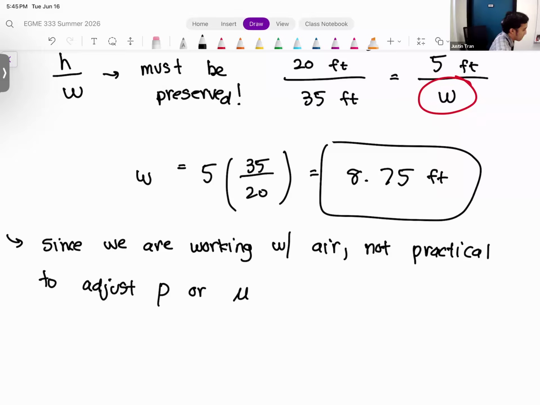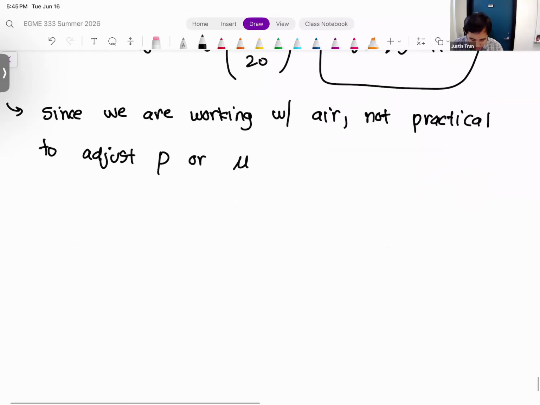We can just use straight up air. Okay. But that means we do have to modify something in order to keep the other dimensional quantity consistent. So if we look at our other pi term, the one that doesn't involve the drag force, we have the viscosity divided by the density times the velocity times the width.